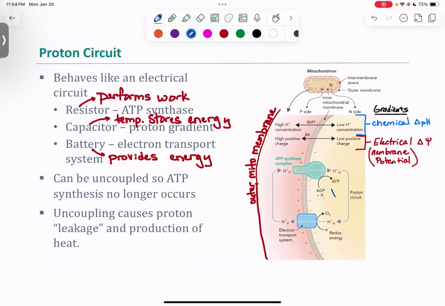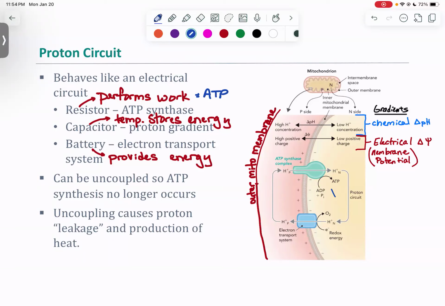So if we look at this in a little bit more detail, we have to think about the mitochondria and how it's behaving sort of like an electrical circuit. You might not be familiar with electrical circuits, but electrical circuits have multiple parts, and the three big parts are the resistor, the capacitor, and the battery. A resistor is something that performs work. Well, what do I want to get out of the mitochondria? What does it need to produce? It needs to make ATP. So the work is going to be making ATP.